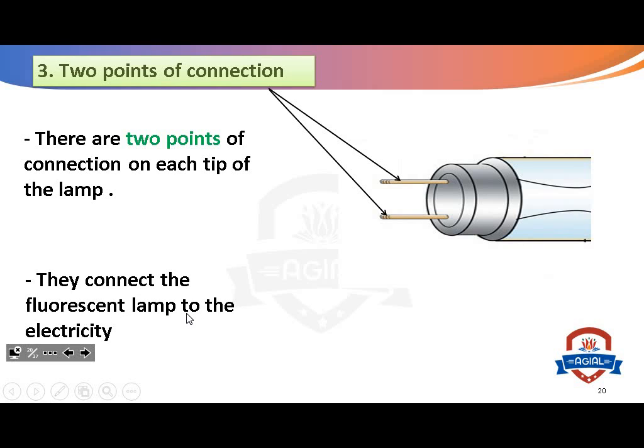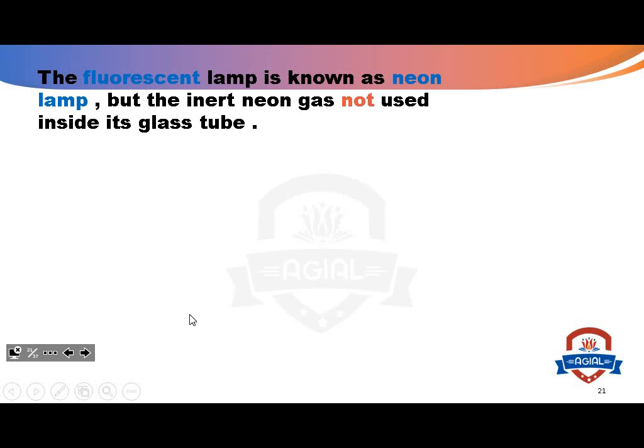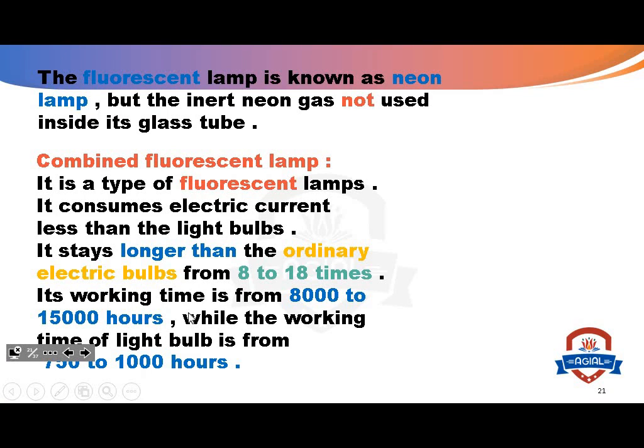The fluorescent lamp is known as a neon lamp, but the inert neon gas is not used inside its glass tube.